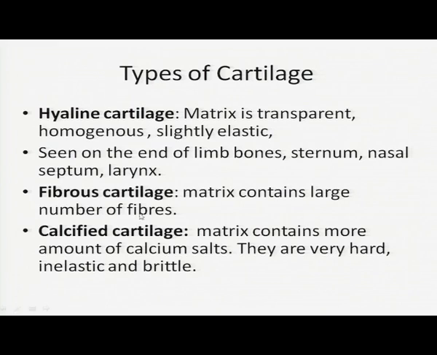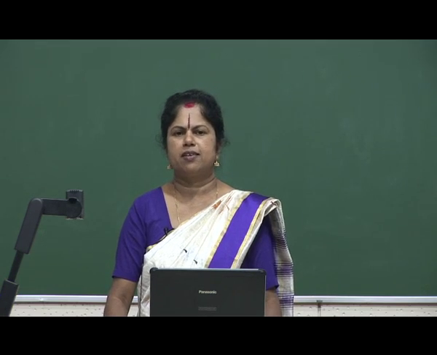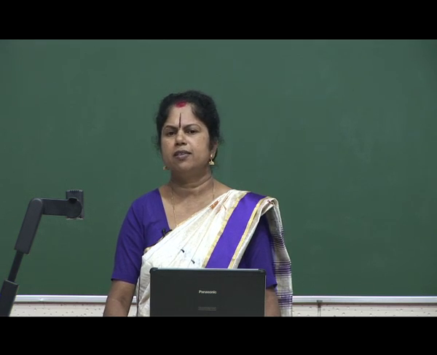Now, coming to the second type of cartilage, that is the fibrous cartilage. Matrix contains a large number of fibers, so the term fibrous cartilage. Calcified cartilage, the third type, is hard. Matrix contains more calcium salts, that is why it is very hard in nature. Since it is very hard, it is inelastic as well as brittle. So, these are the different types of cartilage: hyaline cartilage, fibrous cartilage and calcified cartilage.